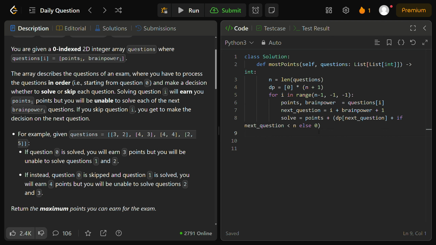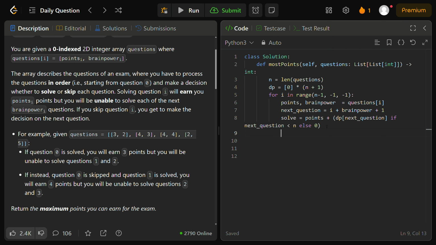Again, if the next question is within bounds, we'd add dp at next question, which would be the best answer from that point onward. Or, if that isn't the case, we simply just take the points from the current question, so else 0, right? If dp at next question isn't in bounds, we simply do points plus 0, which is nothing but the number of points for this specific question. And this is the logic for if we actually do end up solving this question I.